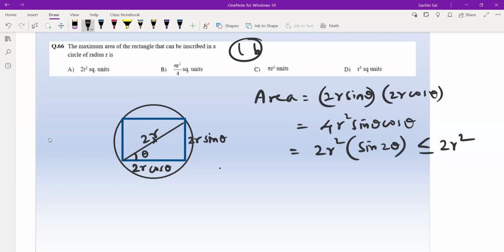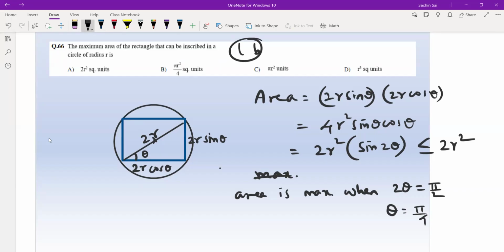One thing you need to check here before coming to the conclusion that the area is 2r square. When will maxima happen? Maximum area happens when 2 theta is pi by 2. That is theta is pi by 4, which is possible in a rectangle, right? Must check for that. Check for whether that is possible before going to the conclusion. So theta equals pi by 4 is possible. In fact, when theta equals pi by 4, the rectangle is a square.